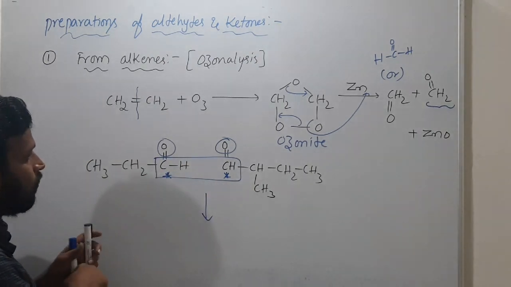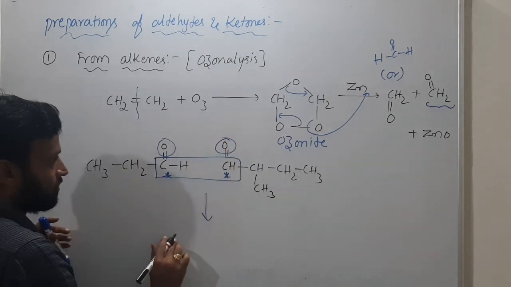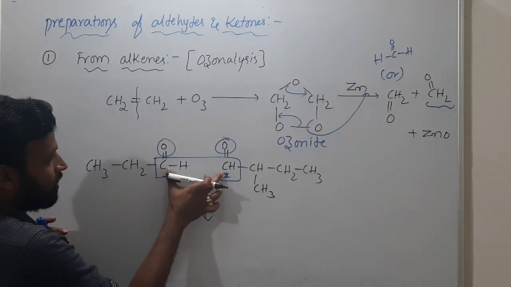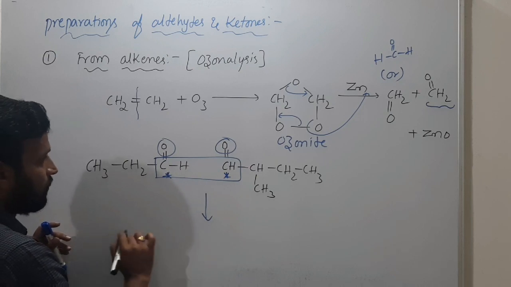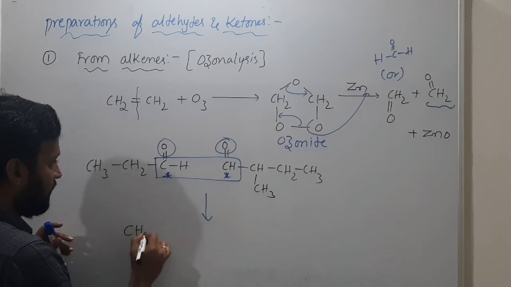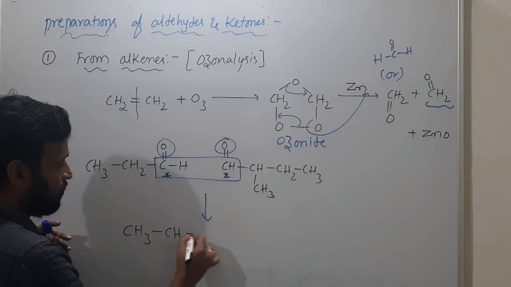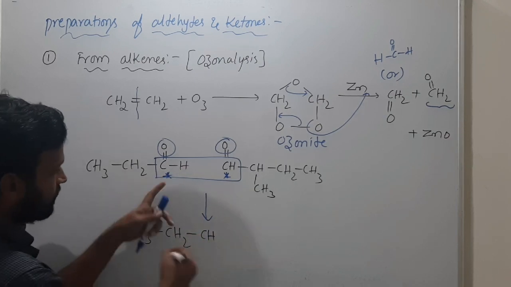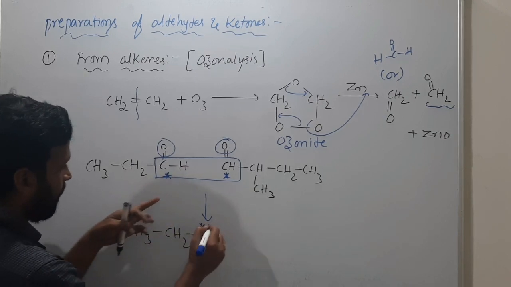Got it clearly? Now what will be the product? Remove those two oxygens and between these two carbons put a double bond, so that you will get alkene. What is that alkene required? CH3 CH2 and CH, this star carbon CH.